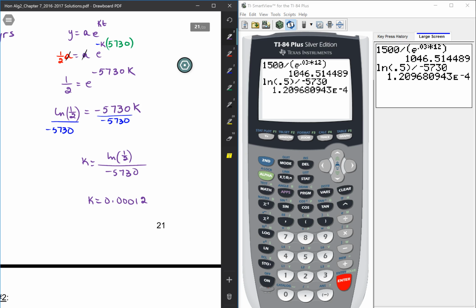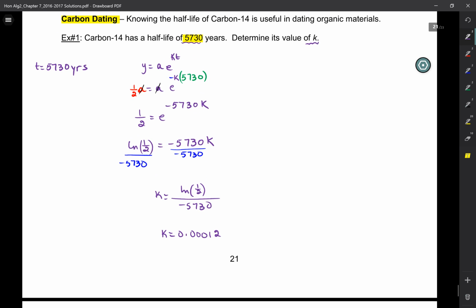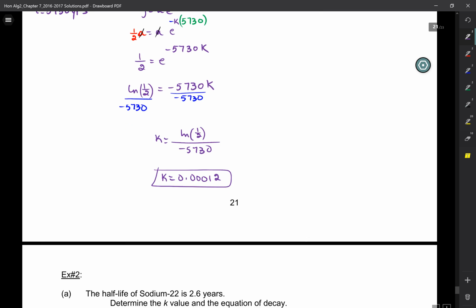No, because we're then going to put it inside the thing. Let's go with this one. So this is how much K is. This is K, 0.0012. Okay? Yes.